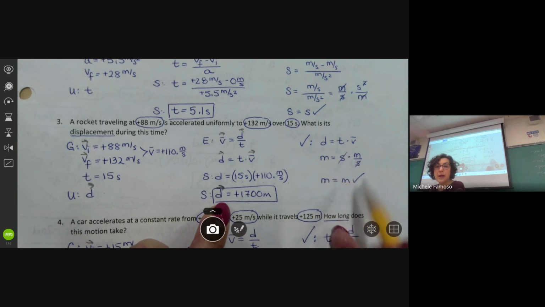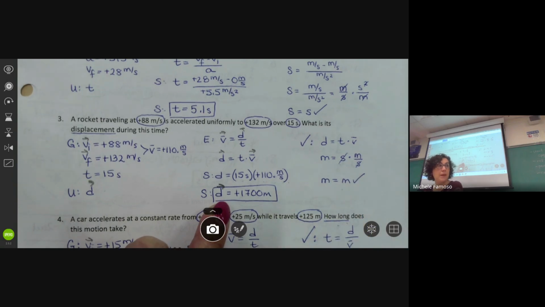So now I do my dimensional analysis on does D equal T times V bar. So time is seconds. V bar is in meters per second. The seconds cancel, leaving me with meters, which is what I expect. Okay? Anything else?